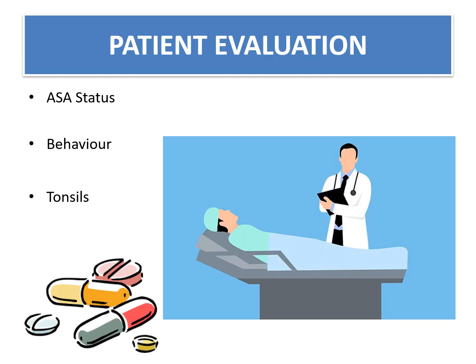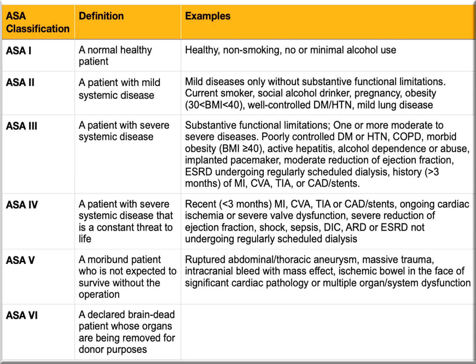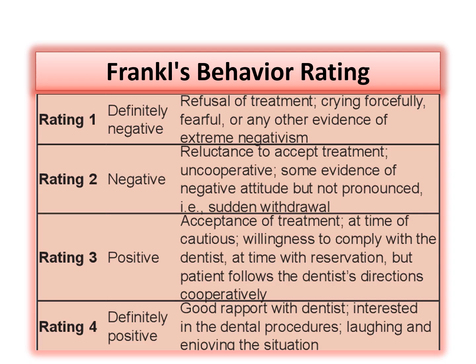Patient evaluation should be done before any sedation. We have to see the ASA status, the behavior of the patient, and the tonsil. This is the ASA status. ASA 1 is best suitable for sedation, and ASA 2 also. Beyond ASA 1 and 2, we do not do the procedure under sedation. In Frankl's behavior rating, definitely negative patients are suitable for GA cases. Rating 2, negative and positive, are most suitable for nitrous oxide oxygen or sedation.